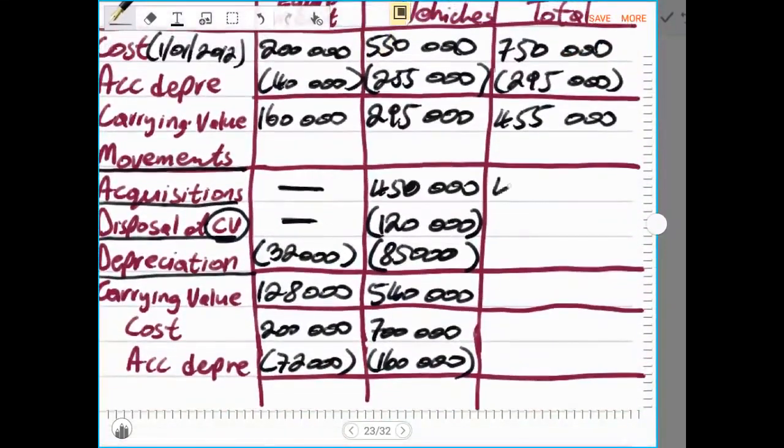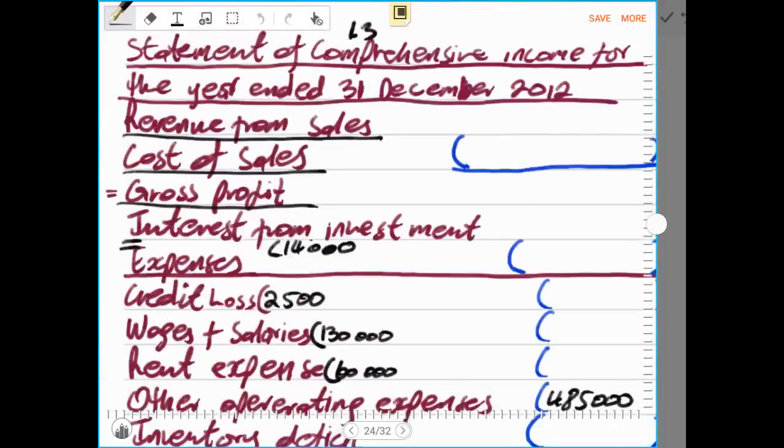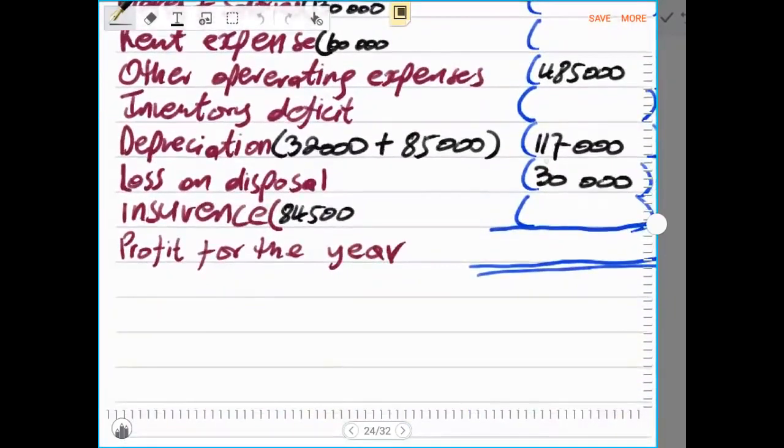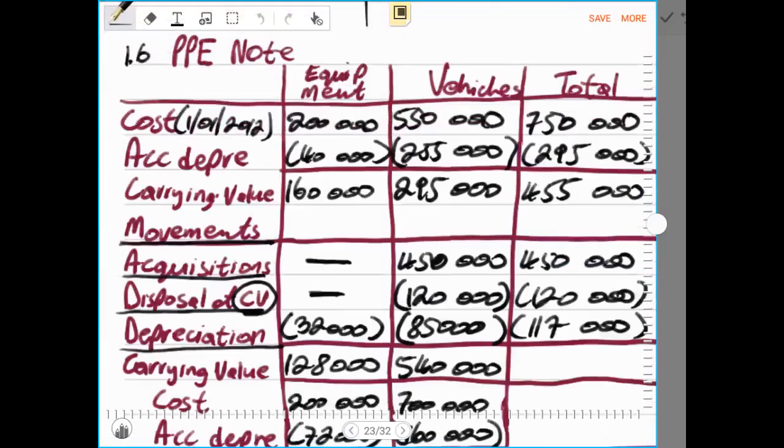We have 450,000 rands. We have negative 120,000 rands. We have 117,000 rands. If you see, this 117,000 rands is exactly the one that appears in total in the income statement, 117,000 rands in the depreciation. So there is definitely a link when we come to our calculations.